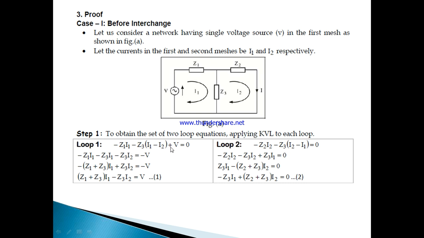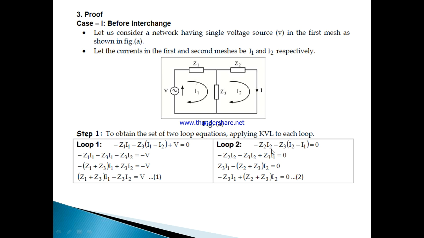Generally we can also take this to the right hand side. So finally, after rearranging all these terms, we get V equals Z1 plus Z3 into I1 minus Z3 into I2. So this is about loop 1.